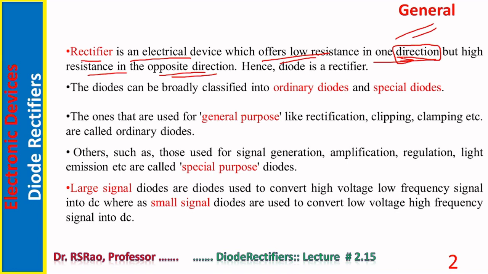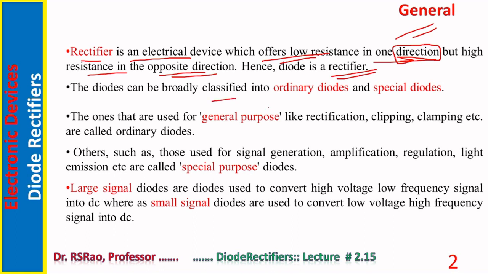As it exhibits low resistance in one direction and high resistance in the other direction, it satisfies the condition to be called a rectifier. In fact, the definition of a rectifier is a device which offers no resistance for current flow in one direction and offers huge resistance for current flow in the opposite direction. Diode is exhibiting the properties that are required to be a rectifier. Hence, diode is a rectifier.